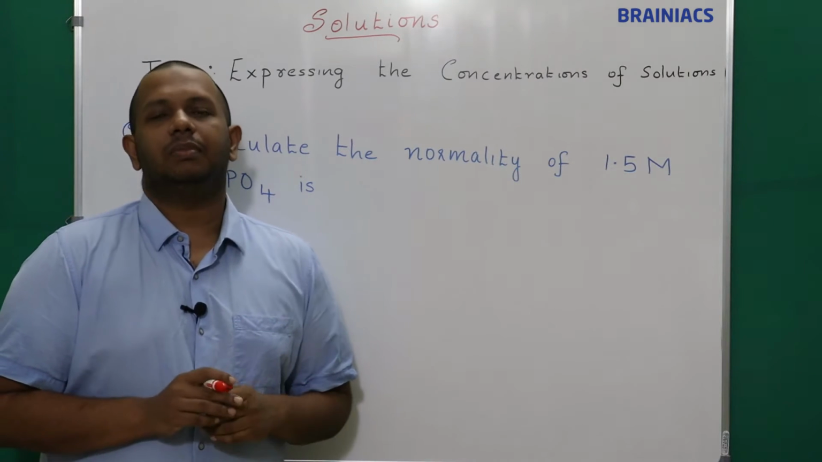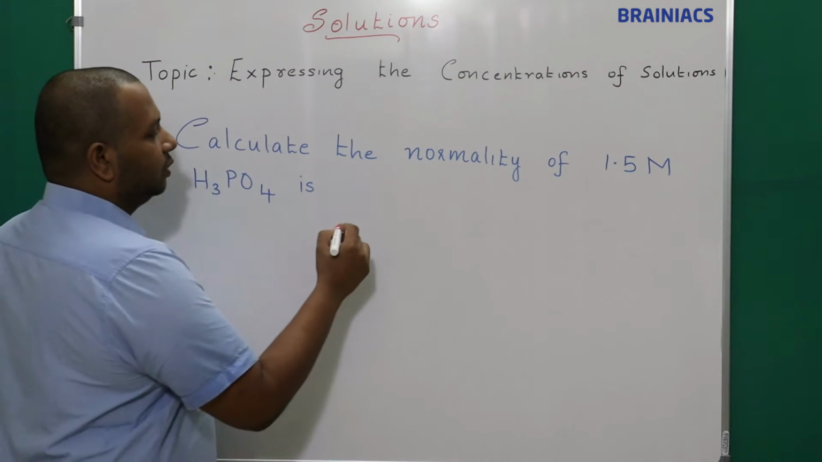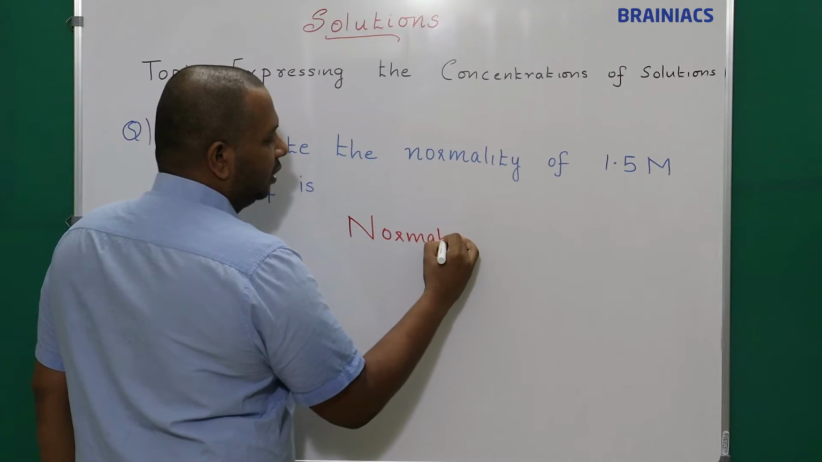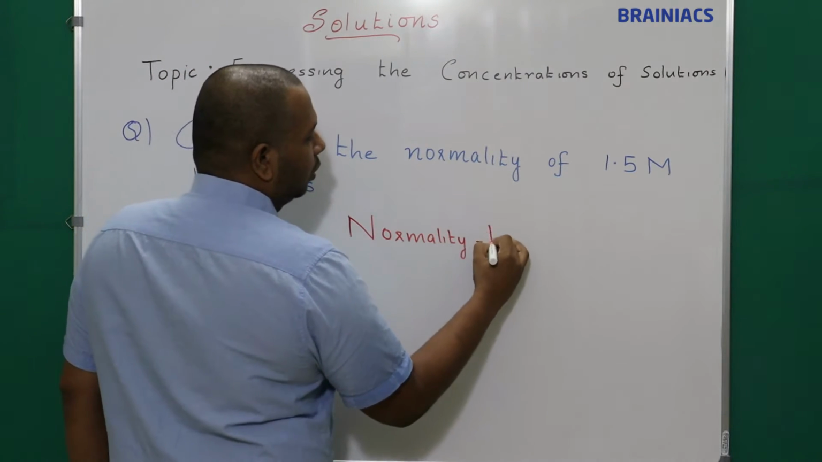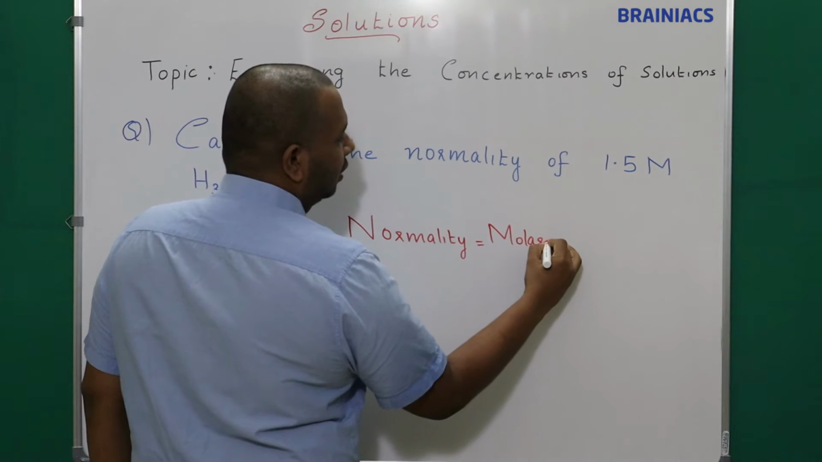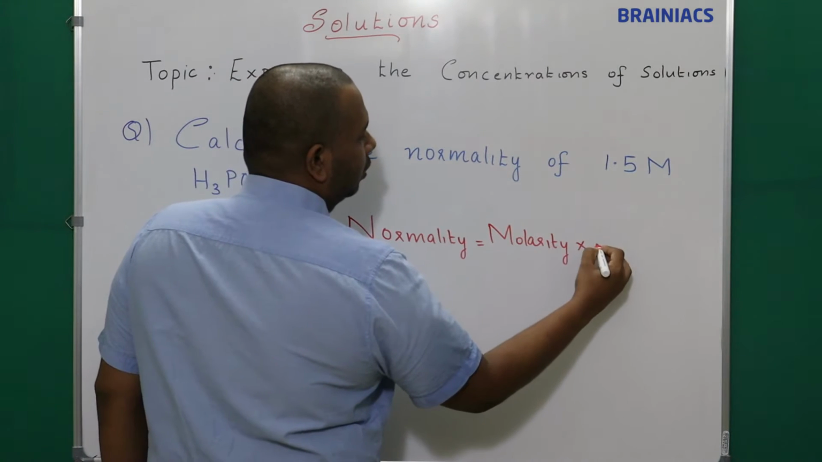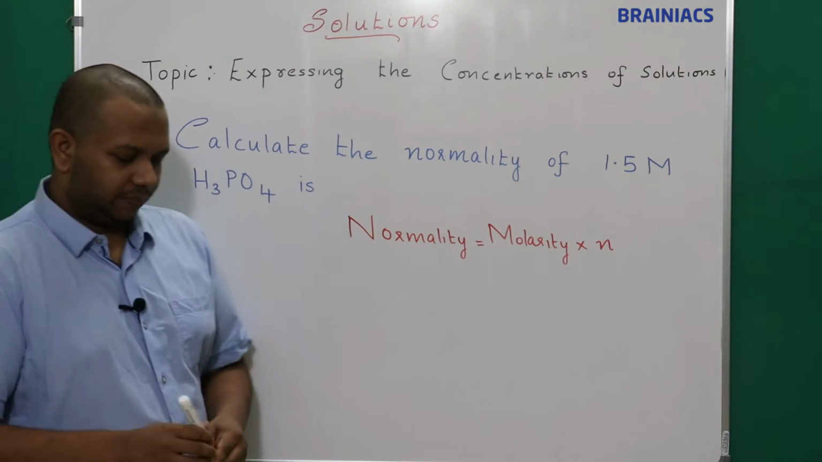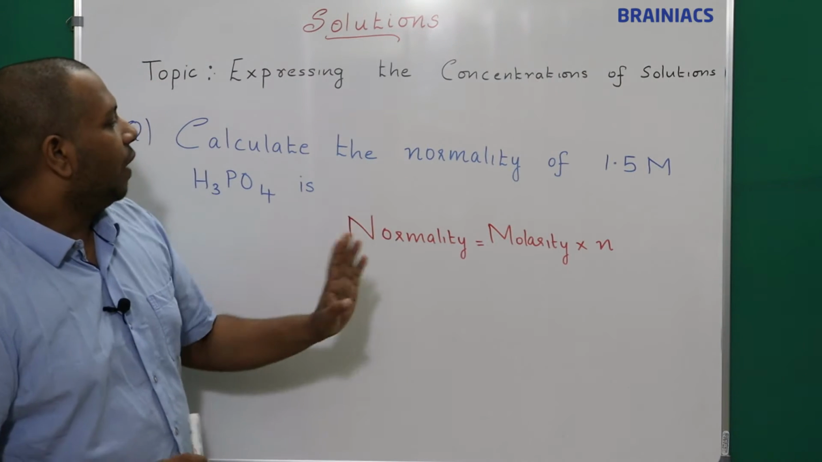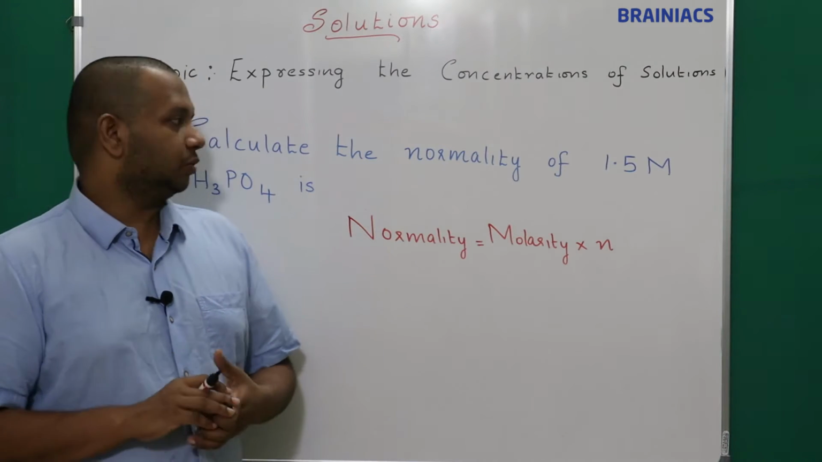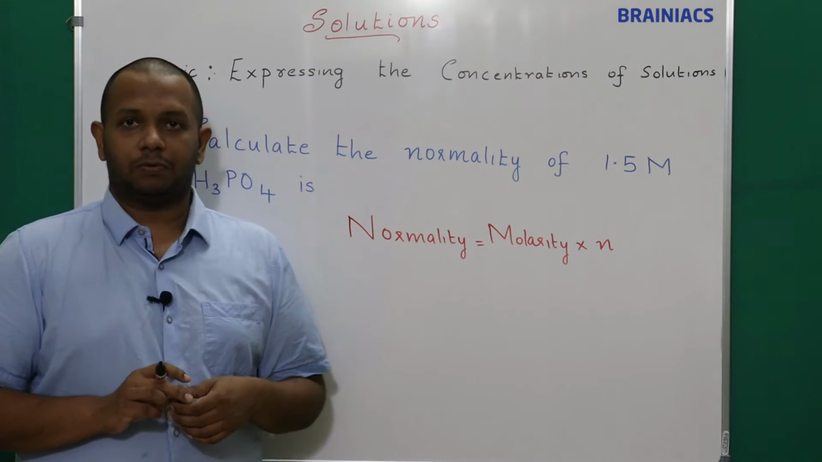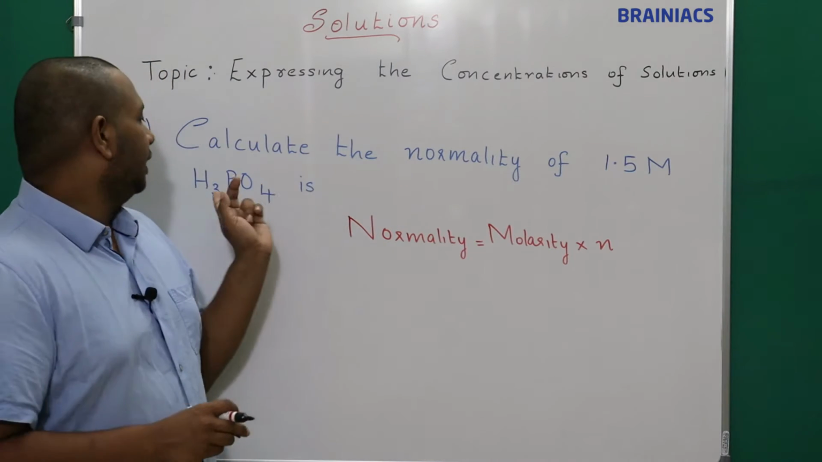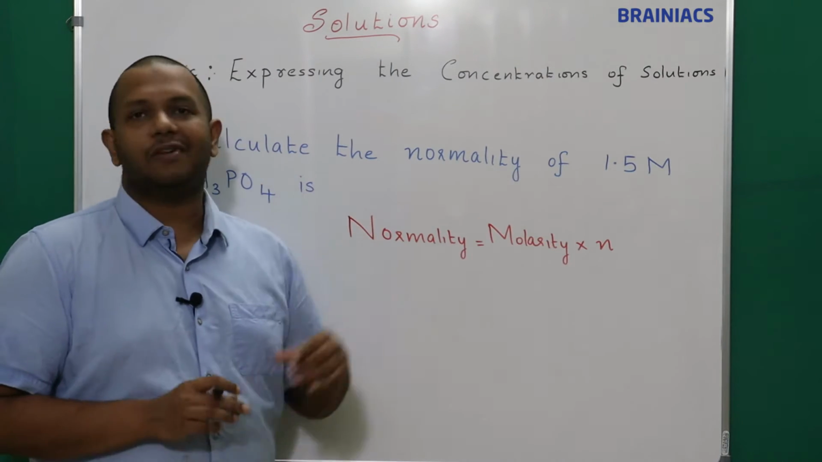So I know the relation between normality and molarity. I know that normality is equal to molarity into small n. Small n is my valency factor. Okay, now tell me, here valency factor can have different values. Here an acid is given, H3PO4. So what should be the valency factor n? Its basicity, that means replaceable hydrogens, is its valency factor.